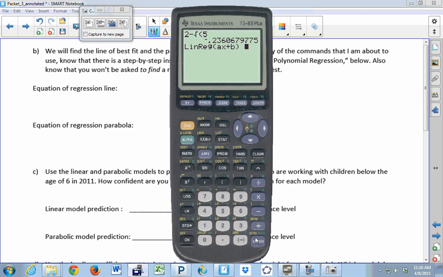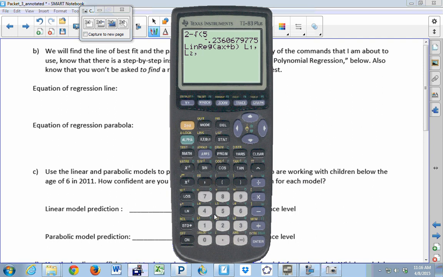So you hit enter. If you have the old calculator like this, you have to tell your calculator where you're storing the data. Well, I'm storing it in L1 and L2. Notice above the key 1 and 2, you see a little L1 and a little L2. So you hit second L1, you hit your comma, second L2, and you hit your comma.